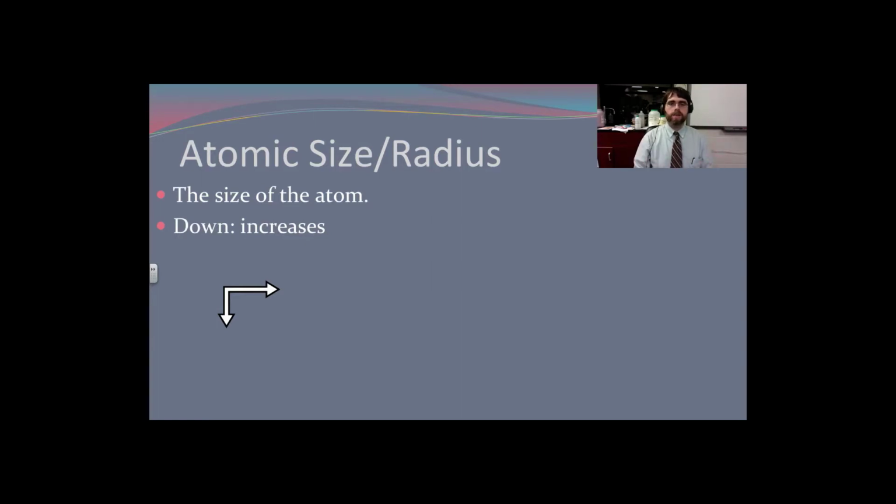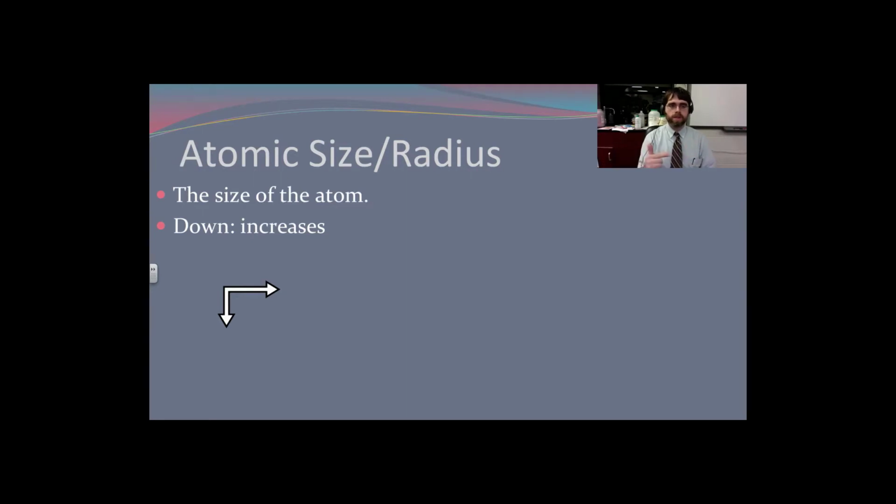Down, as you go down, it increases, and that should make sense because as we go down, we're getting more and more rings, more and more shells, orbitals where the electrons are. And so the atom size is going to increase as you go down. Remember, the size of the nucleus has very little effect on the overall size of the atom because the atom is so tiny and the space between the nucleus and the electron rings is so big and empty.